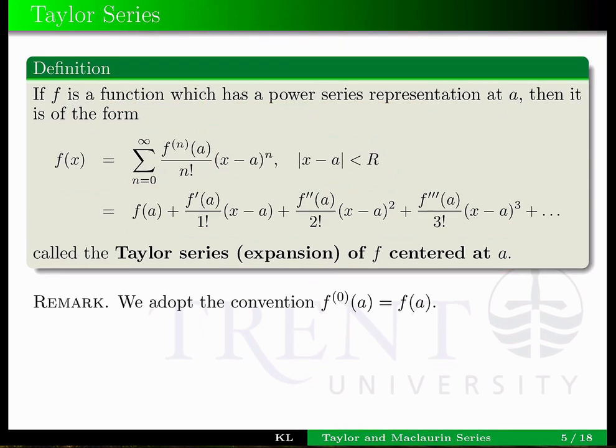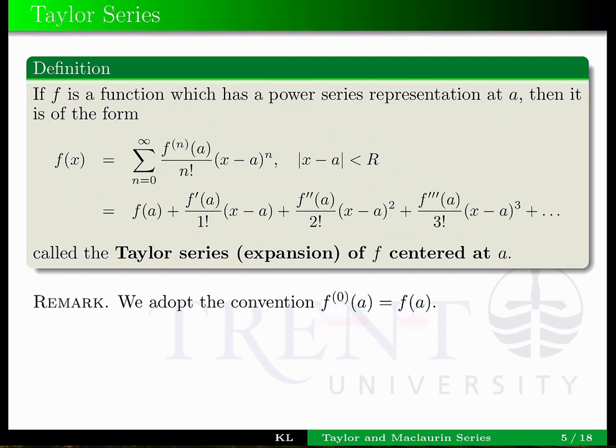Now, if we have n equals 0, of course, we have what we call the zeroth derivative. The zeroth derivative is actually just the function. So here, the zeroth derivative of f evaluated at A, we'll just write it as f of A.